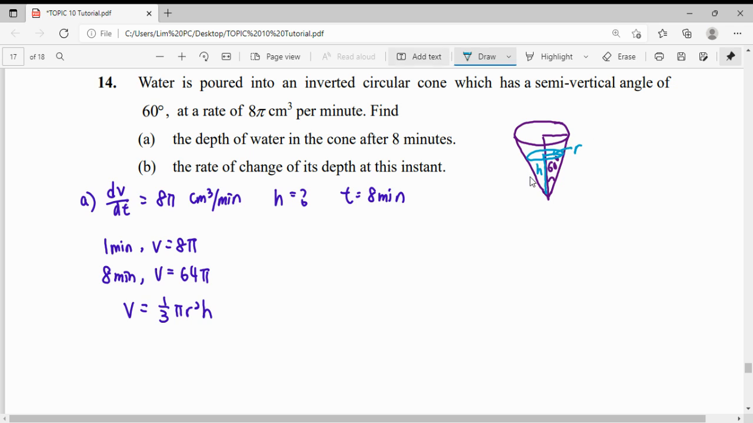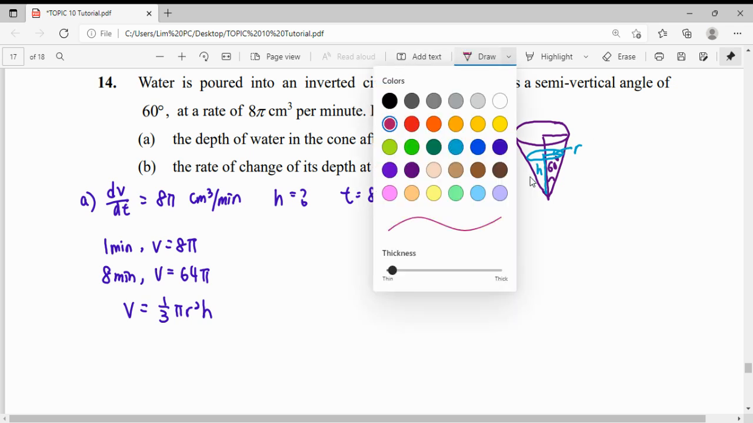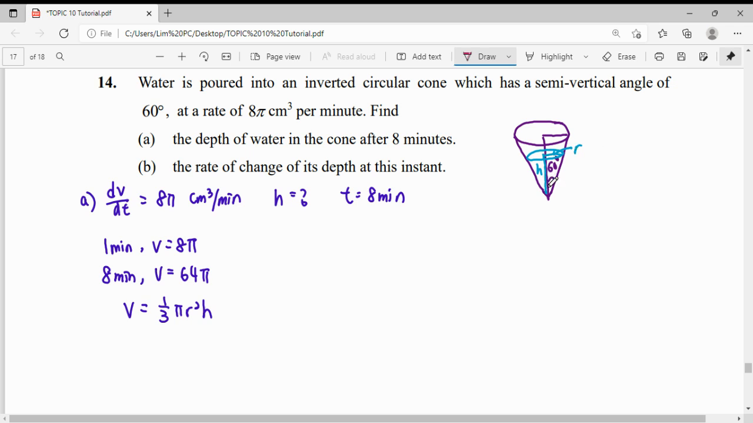We notice that our volume formula is in terms of two variables, r and h. So how do we relate these unknowns? As we can see here, r and h of the water form a triangle with the angle of 60 degrees. This is the height of the water, and this is the radius of the water. From here, we can use tangent 60 equals opposite, which is r, over adjacent, height. So r equals tangent 60 times h, so r equals root 3 h. This is how we relate these two variables when the water is poured inside the cone.